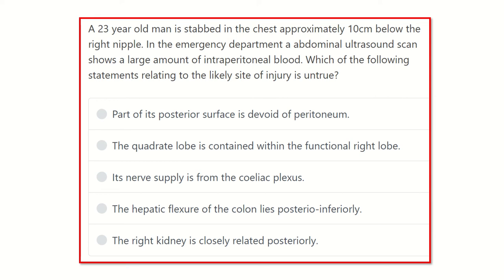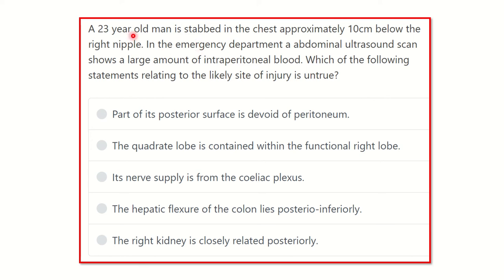So let's see and start the question. A 23 years old man is stabbed in the chest approximately 10 centimeters below the right nipple. In the emergency department, an abdominal ultrasound scan shows a large amount of intraperitoneal blood. Which of the following statements relating to the likely site of the injury is untrue?